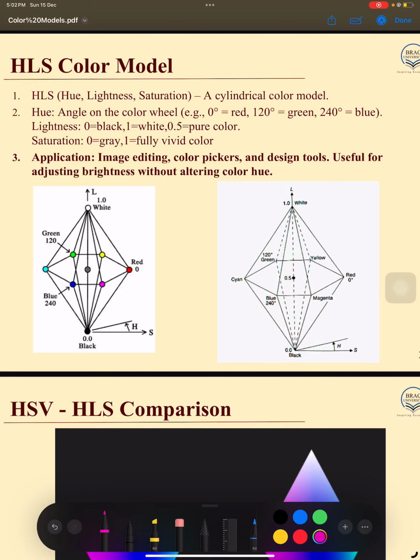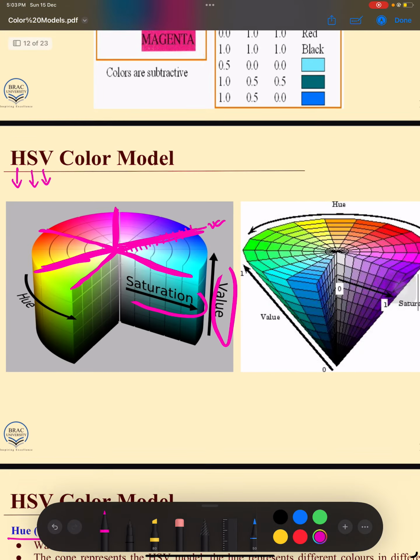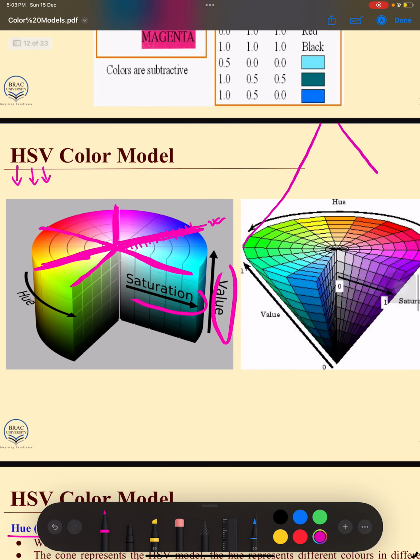Lastly, we have the HLS Color Model, which stands for Hue, Lightness, and Saturation. If we look at the diagram here, this is almost identical to the HSV color model, which we learned previously. However, there seems to be an extra cone that has been added on top of the model that represented the HSV color model. If we add another top cone here, this would give us the HLS model.